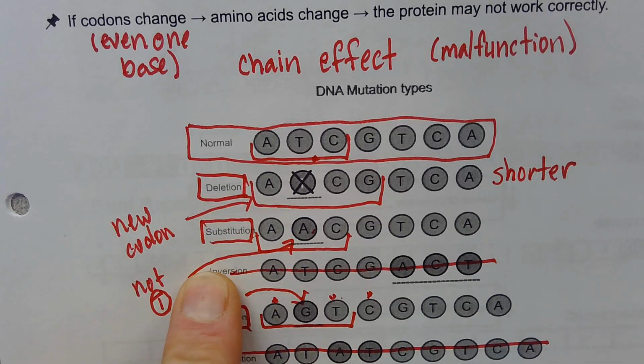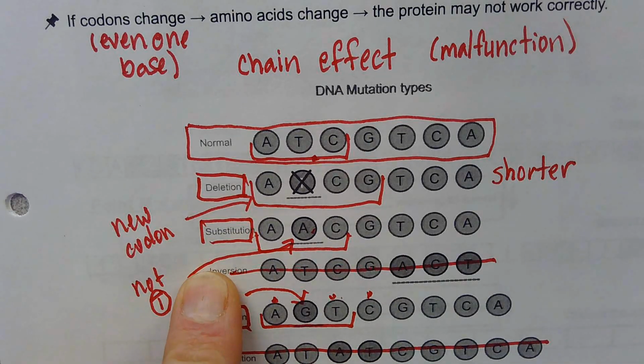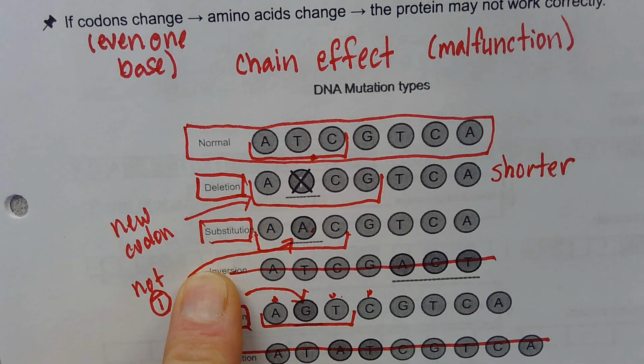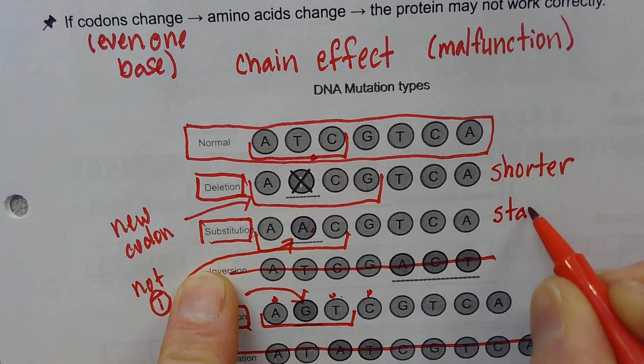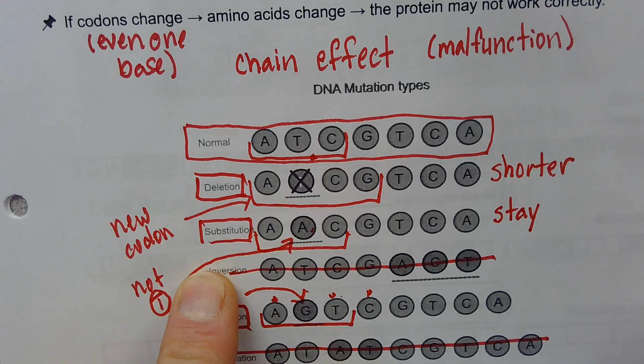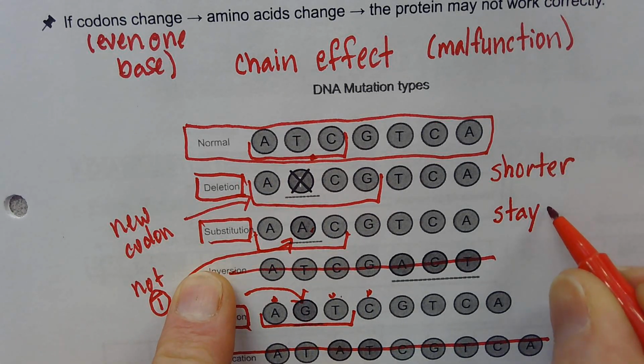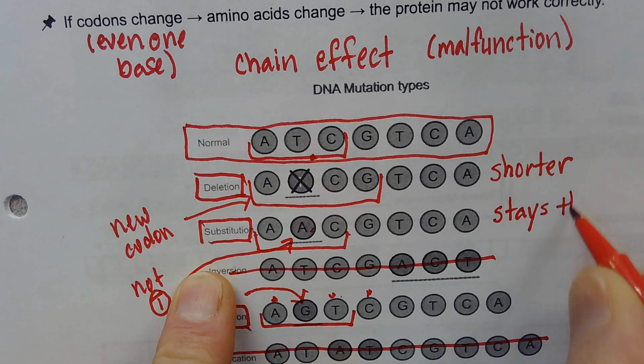If I'm doing substitution, is it going to get shorter, longer, or stay the same? Because I'm just swapping it out. If you have a substitute teacher, Mr. Burns is gone, another teacher comes in, you still have the same number of teachers. If Mr. Burns and I are both gone, we have 2 substitutes, you still have the same number of teachers.